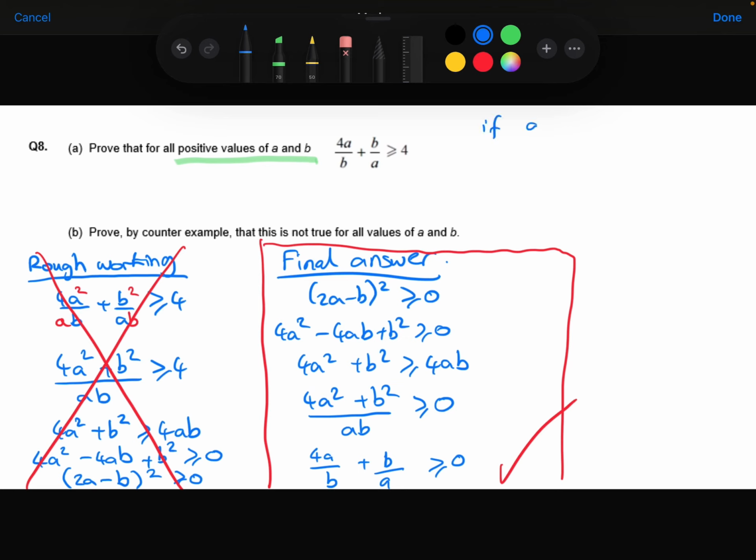So if A was, let's say, 6, and B is minus 12. The reason why I'm selecting 6 and minus 12 is I know they're going to divide nicely by each other. So substituting those in, then I'd get 4 times 6 over minus 12 plus minus 12 over 6.